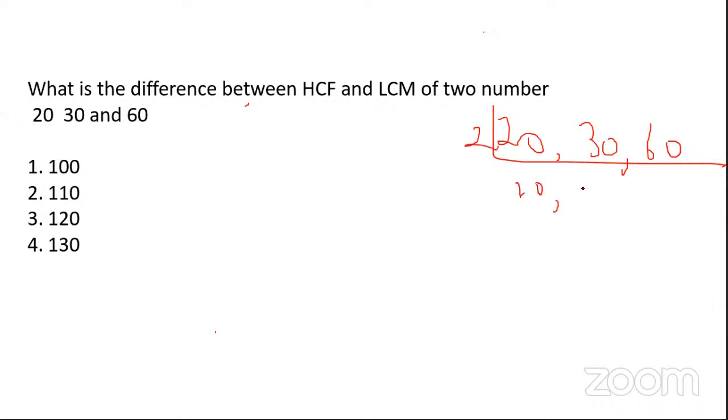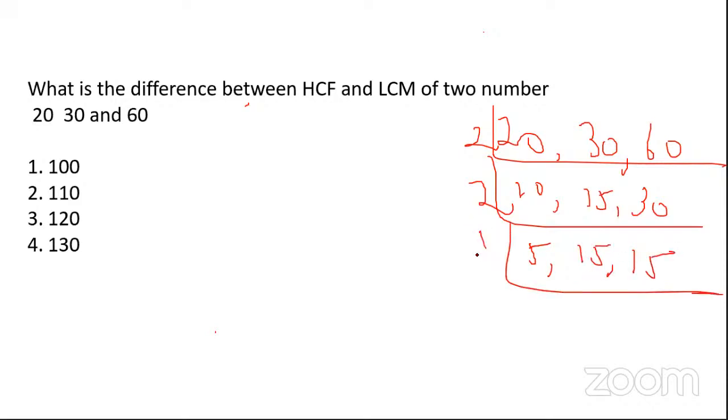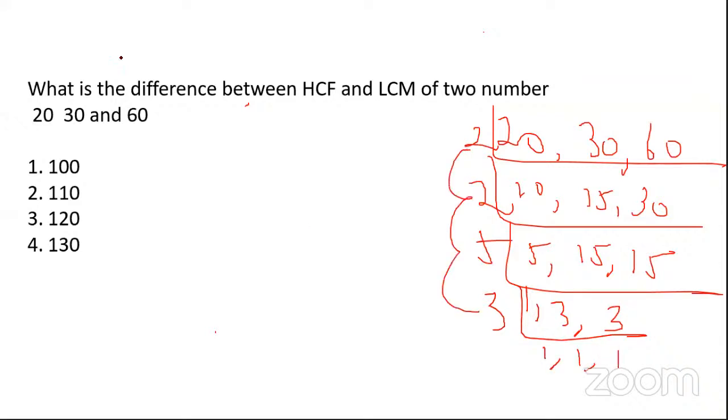2 tens are 20, 2 fifteens are 30. Again with the 2 table, 2 fives are 10, 2 fifteens are 30. Again with the 5 table, 5 ones are 5, 5 threes are 15. Again with the 3 table, 3 ones are 3. So 5 fours are 20, 20 into 3 is 60. Correct.